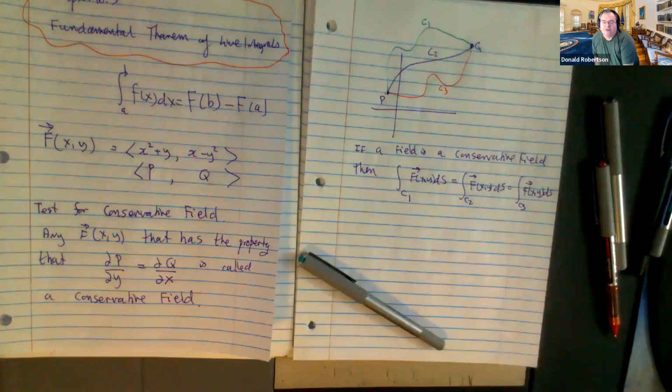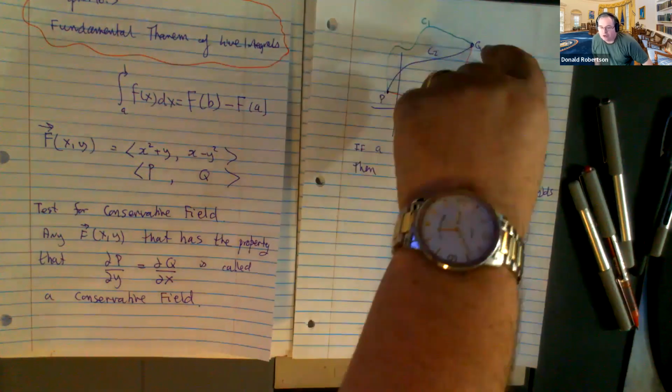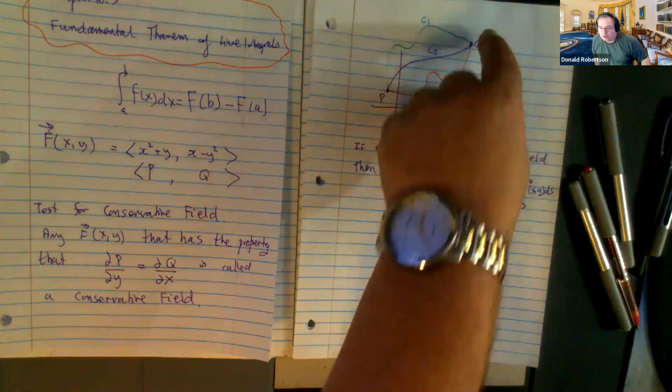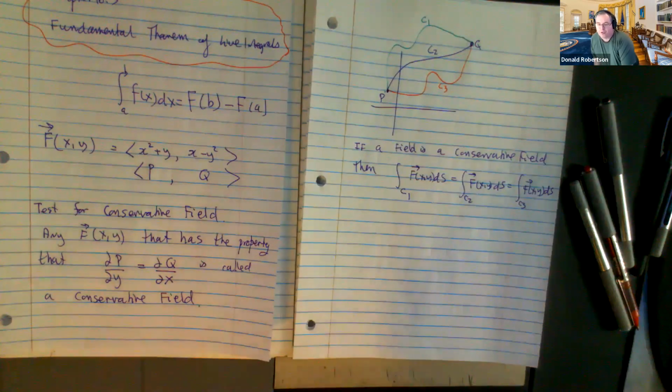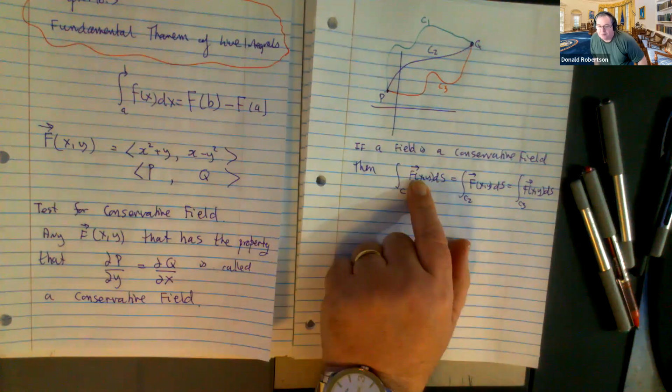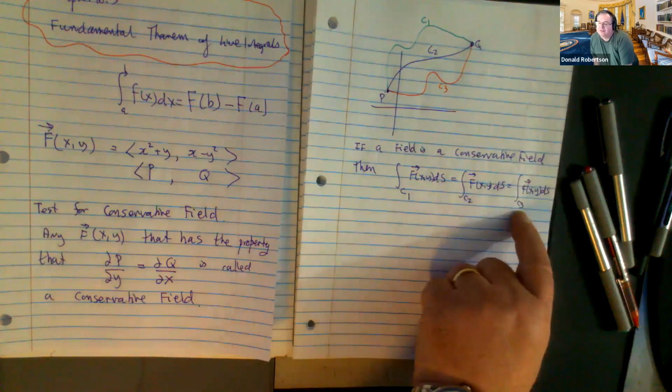So if you have a conservative field, the fundamental theorem of line integrals says that it doesn't matter how you get from P to Q. You could do a straight line. You could do it as half a circle. You could do it as some random squiggle. The line integral of the force field going through that curve is the same answer in each of the 3 cases.